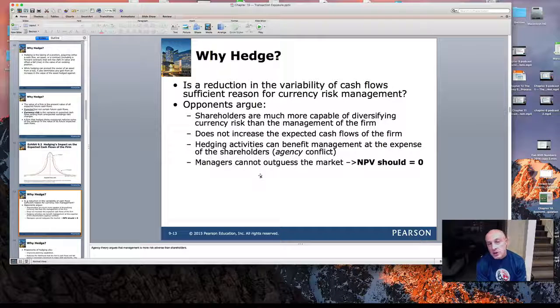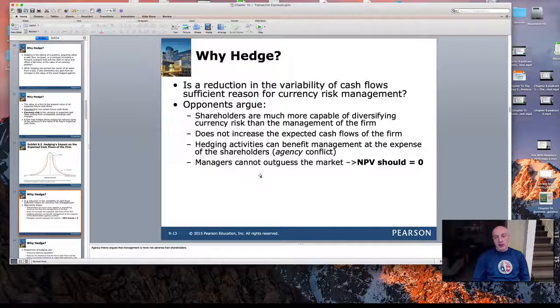And here the agency theory argues that management is much more risk averse than shareholders. So if that's the case, they're going to spend money to hedge against potential FX or foreign exchange movements in the future. So they're willing to spend the money to minimize foreign exchange losses in order to protect their jobs. And then lastly, managers cannot outguess the market. So if we take the net present value of hedging and unhedging, then what we would find is that the net present value of that should come out to zero.